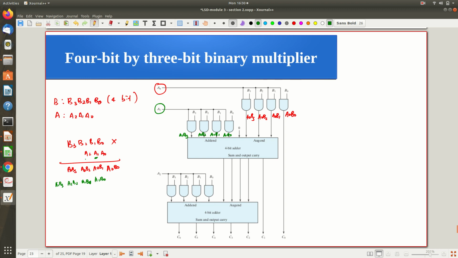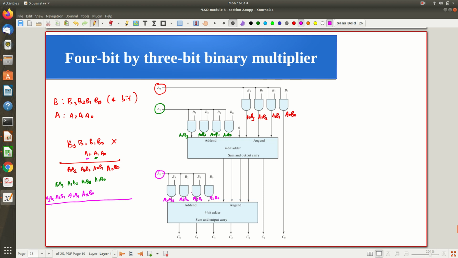Now finally one more step remains. What is that? You just take this A2 and multiply this A2 with all these 4 bits. So then you will write like this, right? A2, B0, A2, B1, then A2, B2, and finally A2, B3. So finally you have to add all those things together.